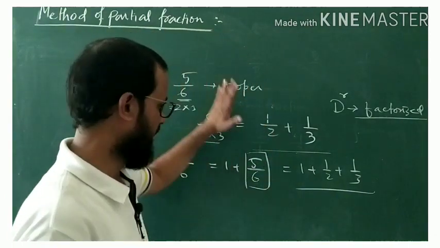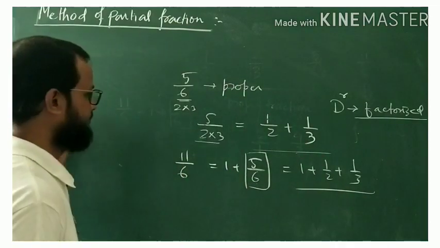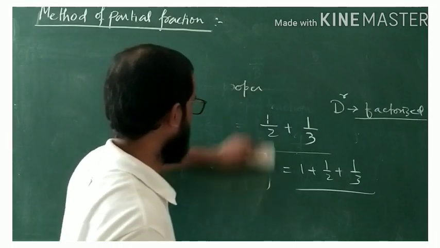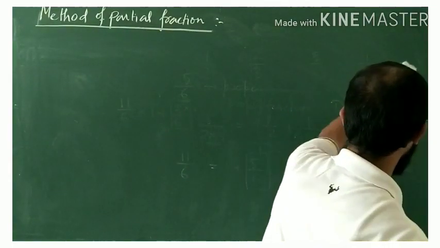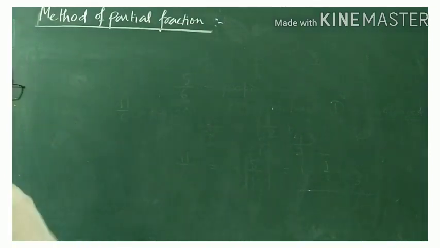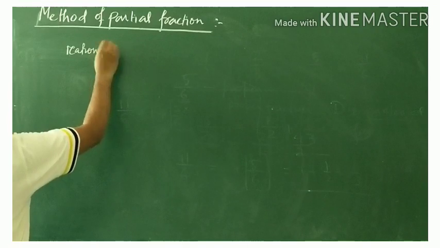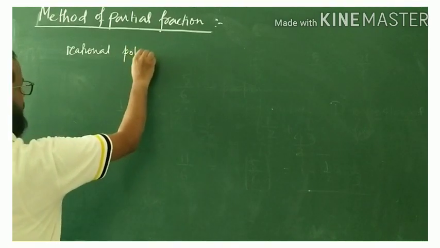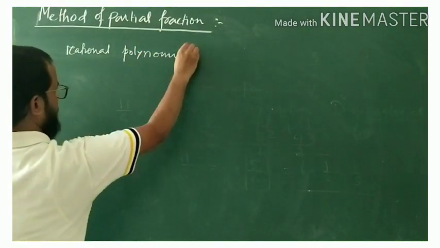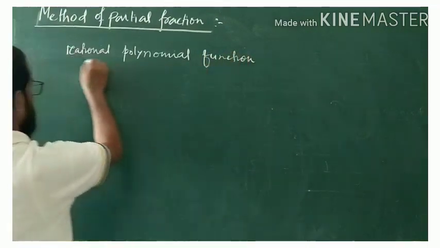So these are the simple ideas I have given to you in number system. Now we are going to discuss rational polynomial functions. These are all rational numbers. Rational polynomial function. You already learned this in class 11.